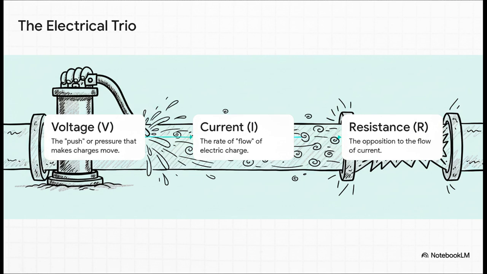Voltage is like the water pressure from the tap. It's the push that gets everything moving. Current is the actual amount of water flowing through the hose. And resistance? That's like putting a kink in the hose, making it harder for the water to get through.